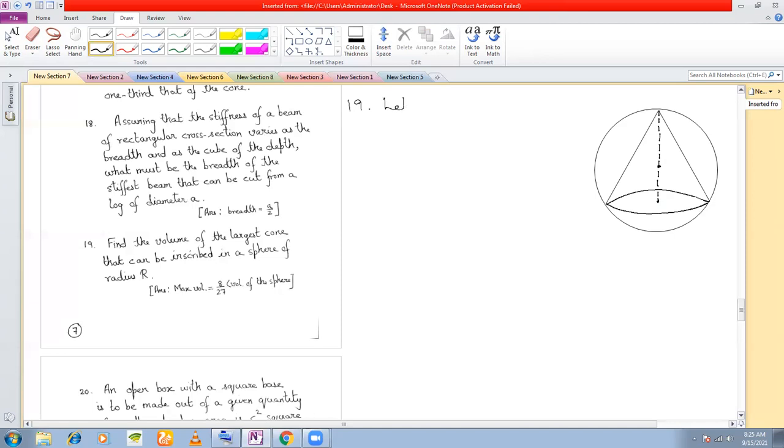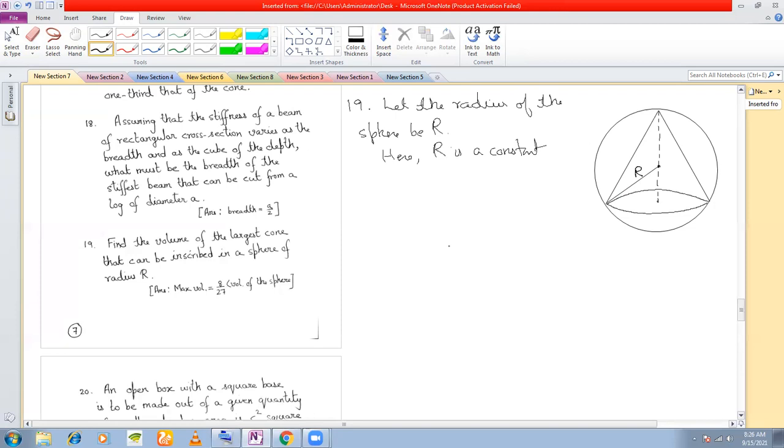So I start by saying let the radius of the sphere be capital R. Since the sphere is given, R is a constant. Now what is the radius of the sphere? If we join these two, this becomes the radius of the sphere, right? So this length is your capital R.